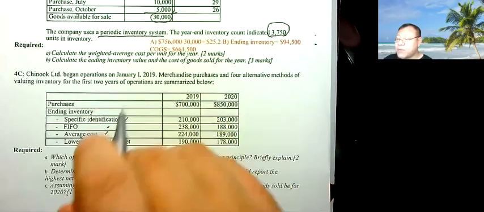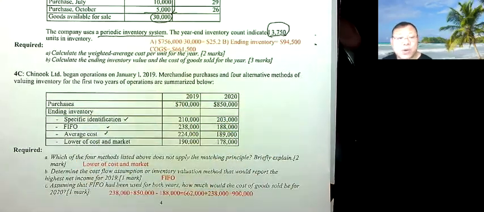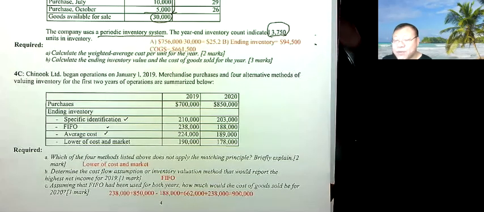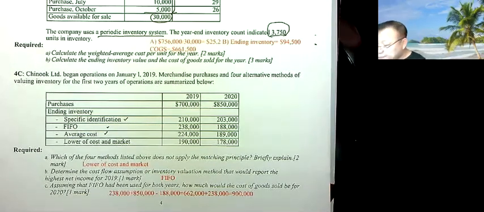But the lower of cost and market is not the matching principle, right? The inventory has to be reported at the lower of the cost and the market value, okay? That's just how we measure the value of inventory.